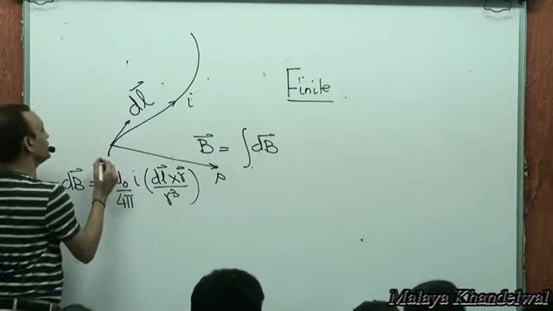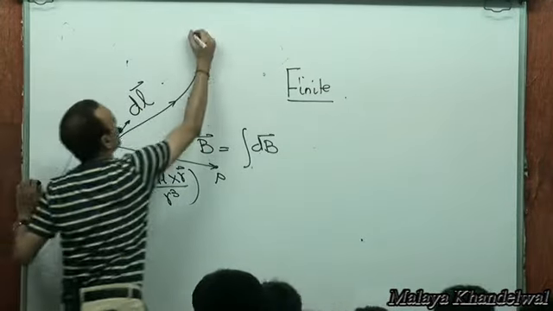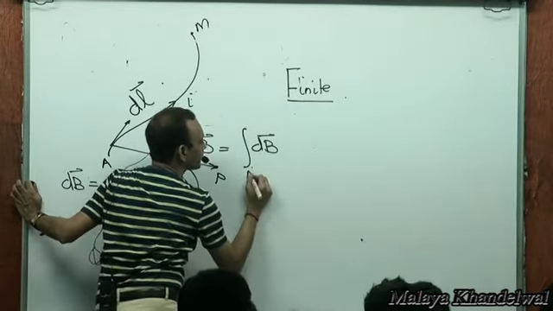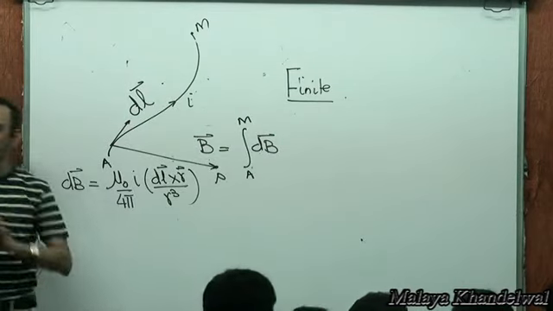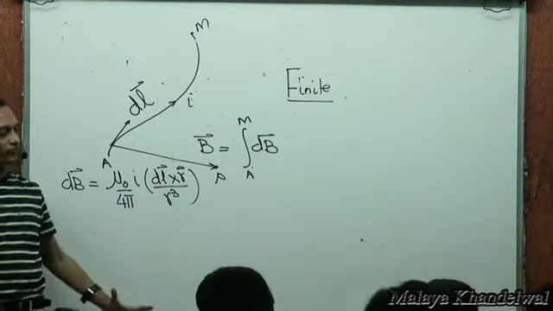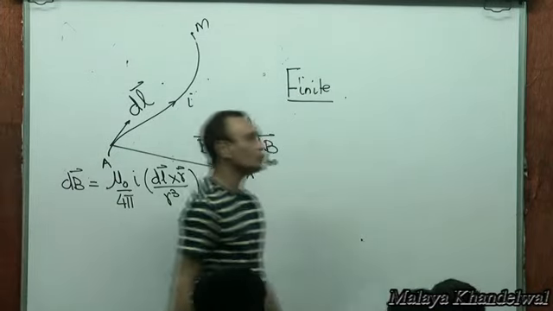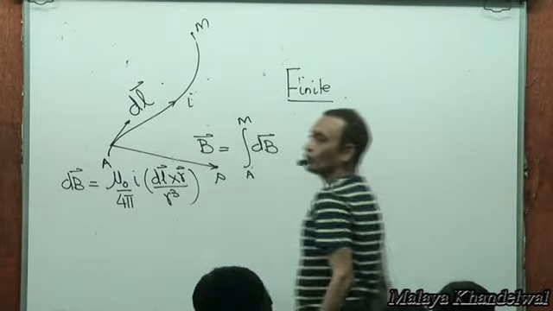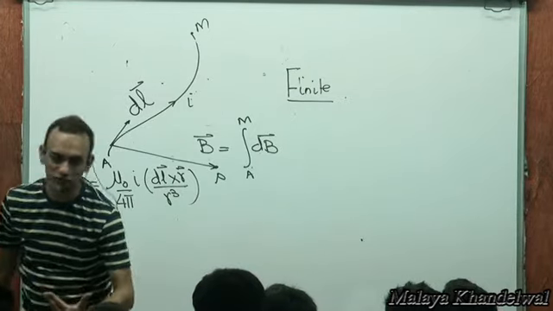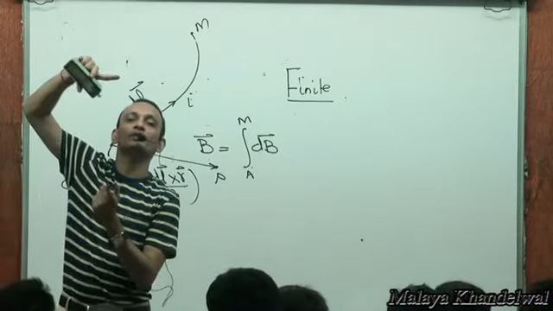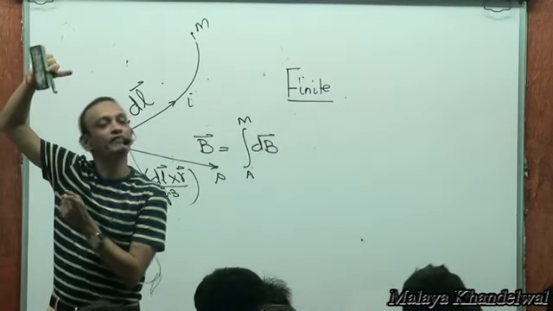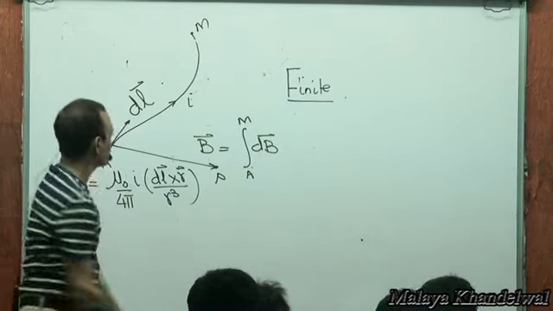This summation is carried out by taking all the dls from A to M. From point A to M, I take all the dBs and carry out a vector summation of all these dBs, right? Now, let me look at the computation of magnetic field for some regular geometries first. I'm first going to examine a finite length of a straight wire, okay?